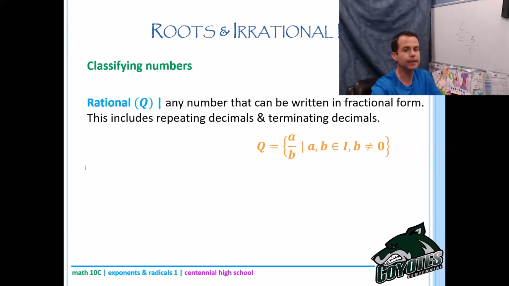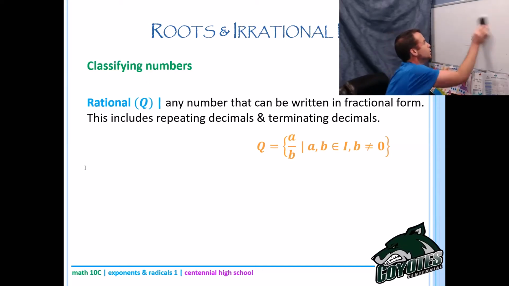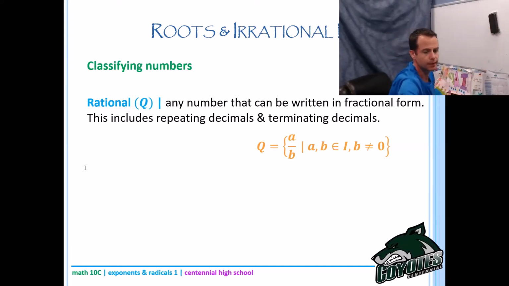So probably in previous courses, you've seen numbers like 2.13 with that bar on top. That means it's going to go 1, 3, 1, 3, 1, 3, and it just keeps going like that forever and ever and ever, okay? Repeating decimals can be written as a fraction. So either I stop or I repeat, and it can be written as a fraction, okay?